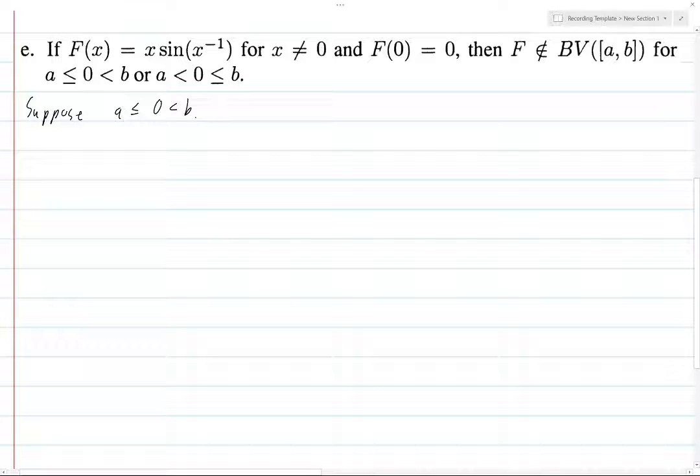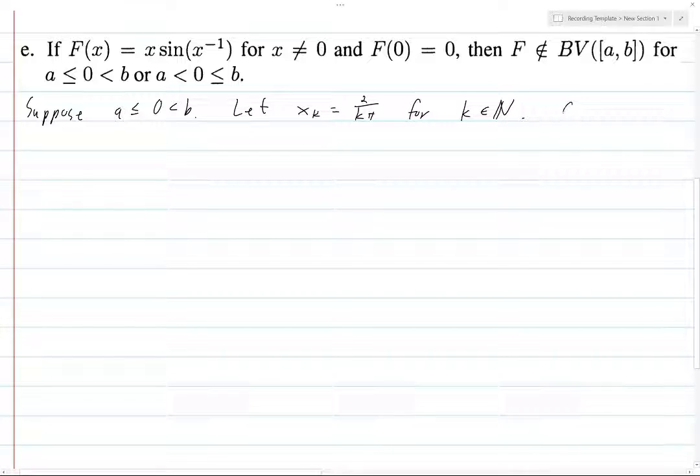So we're just going to look at if a is less than or equal to 0 is strictly less than b. And of course, all that really matters is that 0 is contained in this half-open interval. So anyways, let's get going. So let x_k equal 2 over k pi for k in, and now this time, I want to make it the natural numbers. I really don't want to have 0 in here.